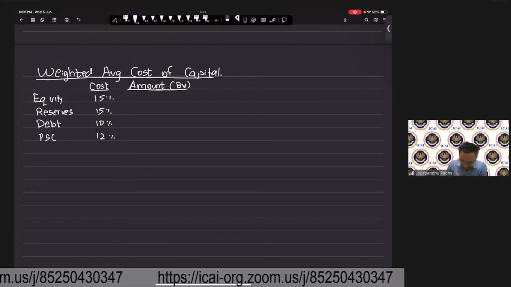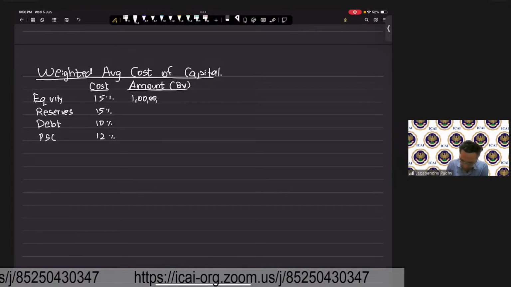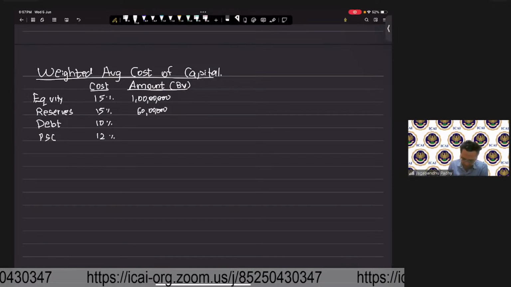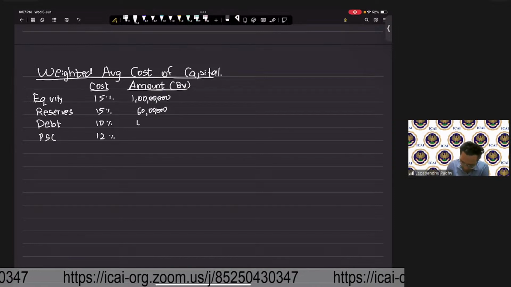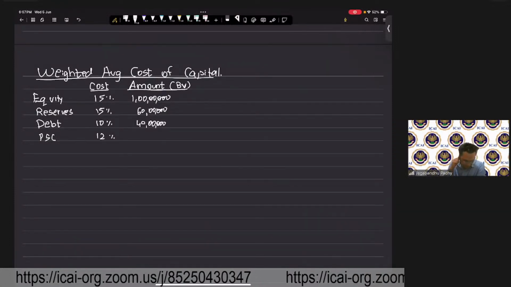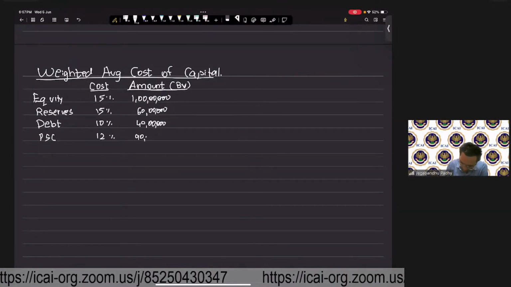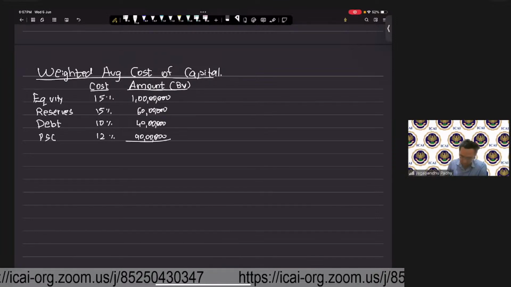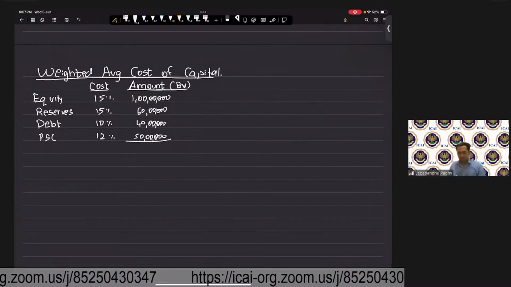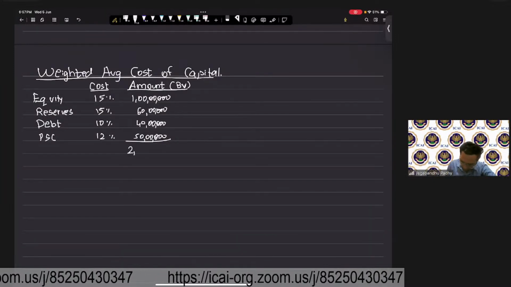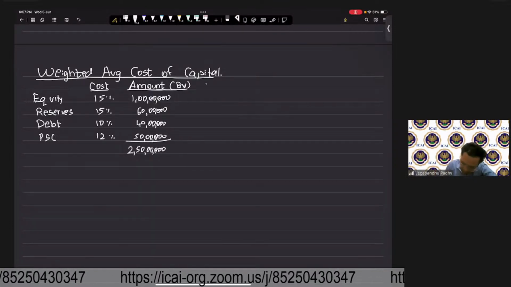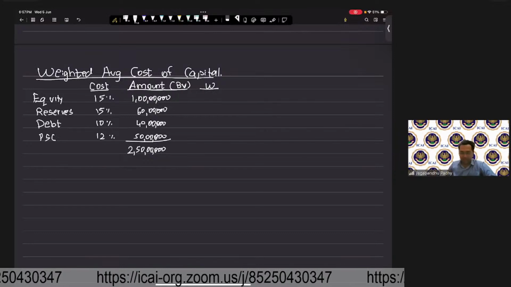Amount can be book value, right? The book value is, let's say, we have got 1 crore of equity, 60 lakhs of reserves, 40 lakhs of debt, and preference share capital of 50 lakhs. The total capital that we have invested is 2 crore 50 lakhs. Over here, we need to compute the weightage.